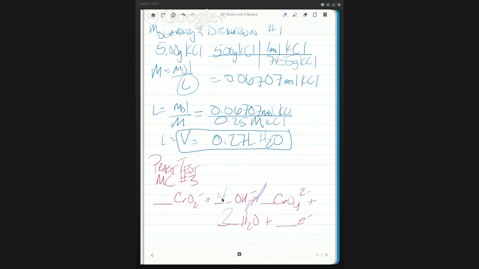So now I have 4 hydrogens and 4 hydrogens. Now I have 4 plus 2 is 6 oxygens, and I have 4 plus 2 is 6 oxygens, and I have a chromium and chromium. Actually, that was pretty straightforward. 4 OH minus to 1 CrO2 minus. And if we look back, that was the answer. It was letter D.